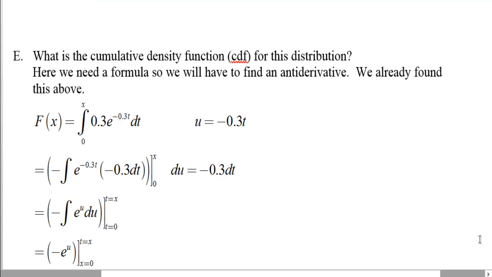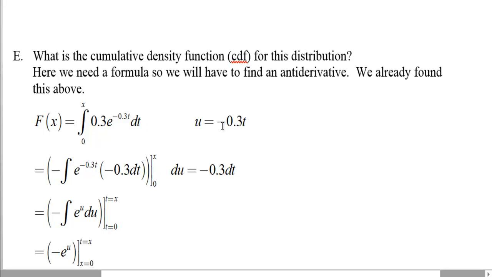What's a cumulative density function? CDF. CDF is a specific antiderivative of the original PDF function. It's from wherever the function starts, which in this case is 0, well, negative infinity really, up to x. But from negative infinity up to 0, we're integrating 0, which is nothing. So this function really starts at 0. So we're going from 0 to x, and this is the PDF evaluated at t.